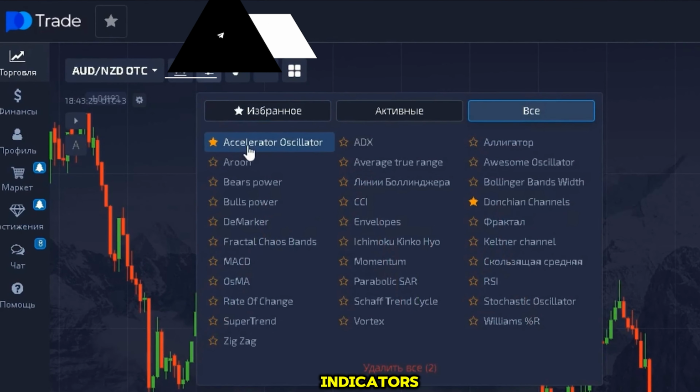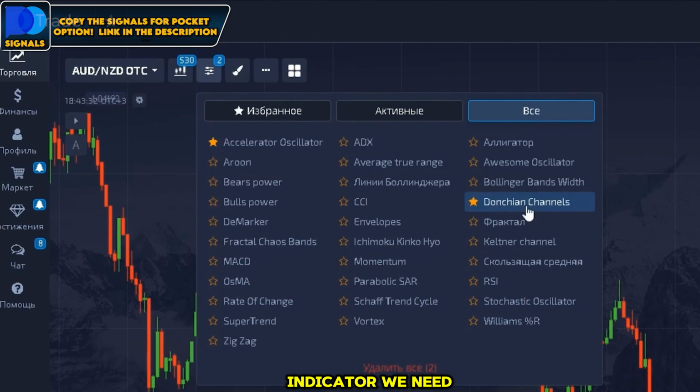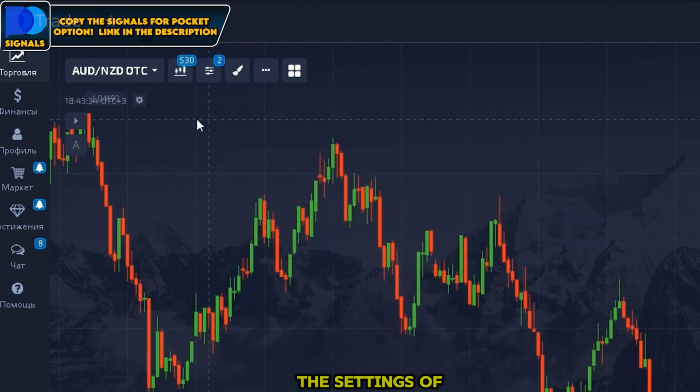We click on indicators and select the oscillator indicator. And the second indicator we need is the Donchian channel. Let's go to the settings of this indicator.